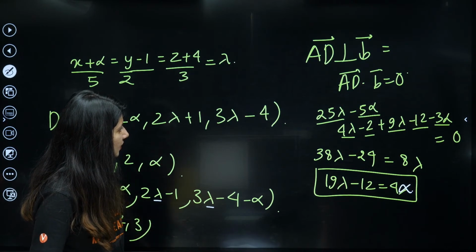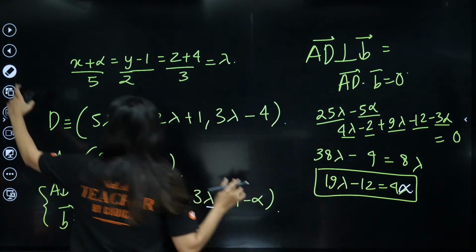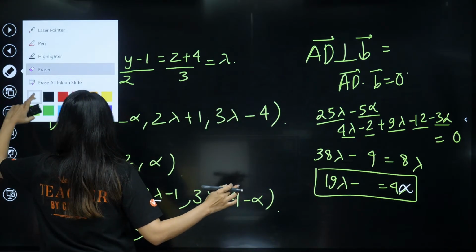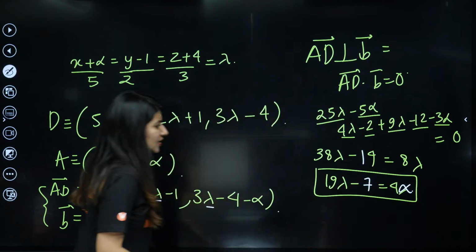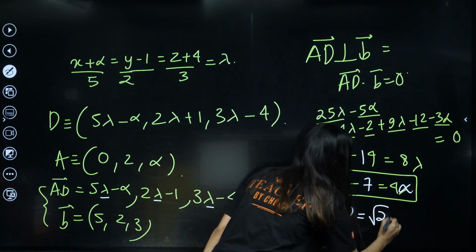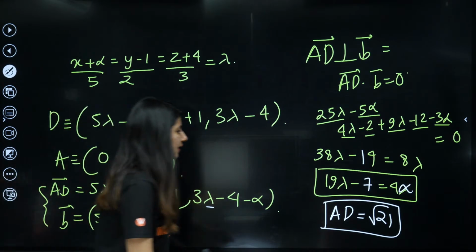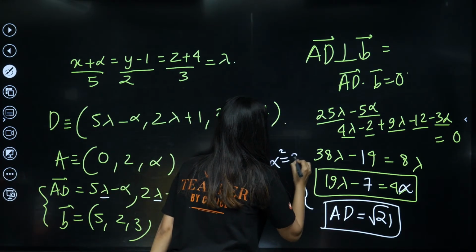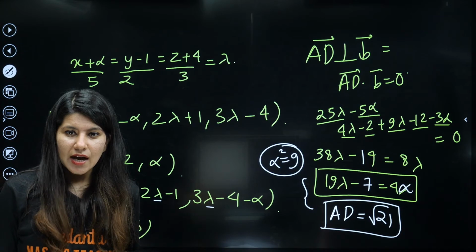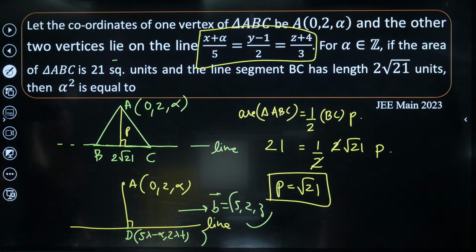Minus 14. Is it? Yes, minus 14. Minus 7 will be there. So this is one equation in alpha. Another equation would be you need to make root AD equal to 21. You will get another equation in alpha, right? And then you need to solve it. You will get the value of alpha square equal to 9, right? I am not solving it. I am leaving this up to you. Do the calculation. And yes, this was our last question basically. This is how you solve the question.